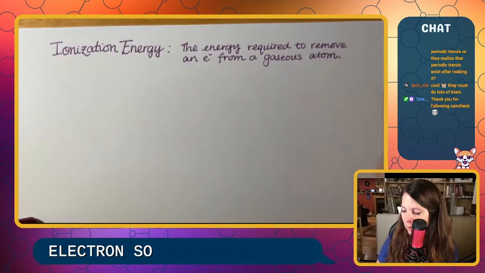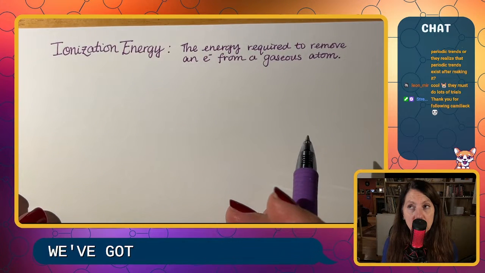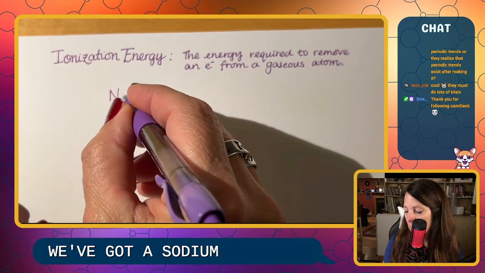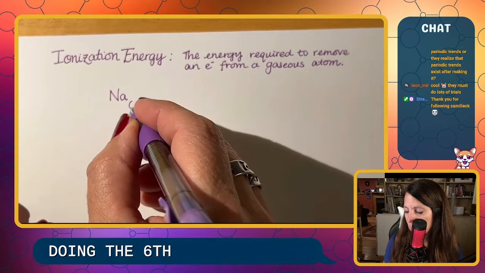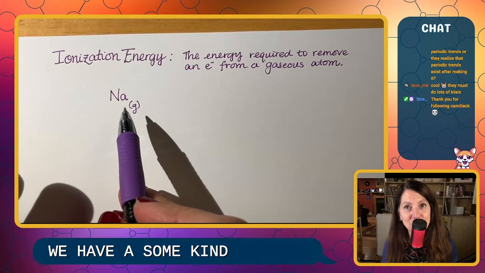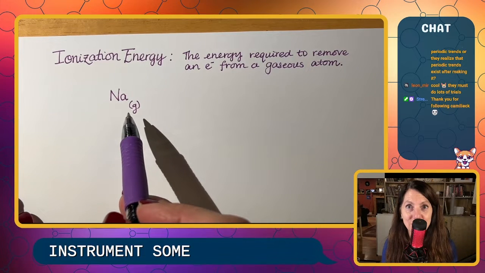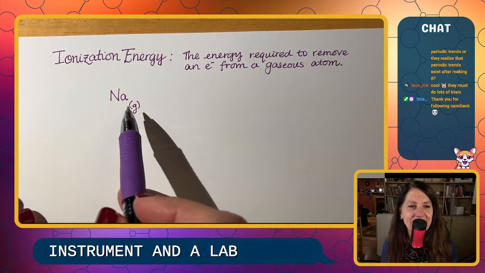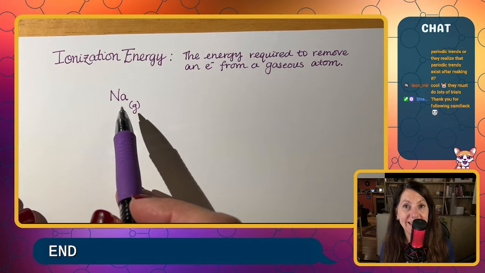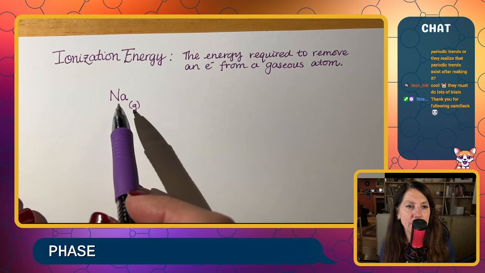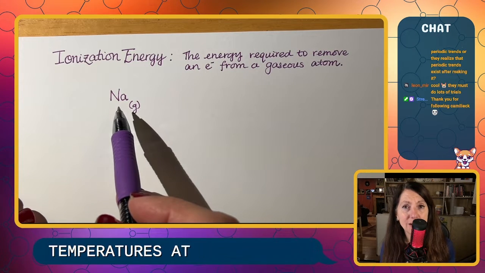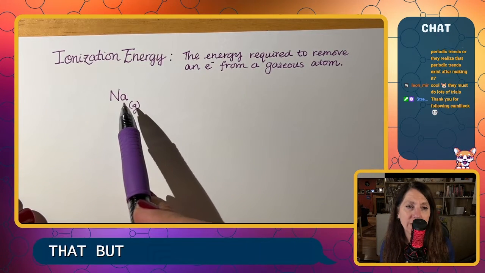So, for example, if we've got a sodium atom, and if we're doing this experiment and we have some kind of research instrument in a lab where we are able to take metals and turn them into the gas phase. So maybe you need to do this with high temperatures and low pressure or something like that. But let's just say someone has done this.